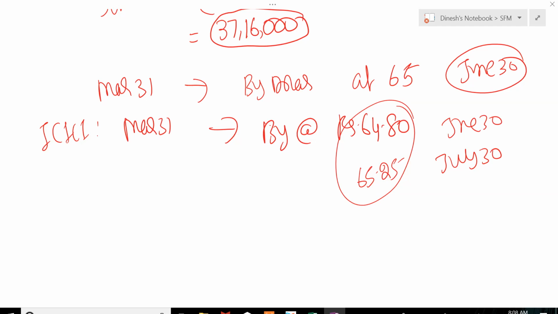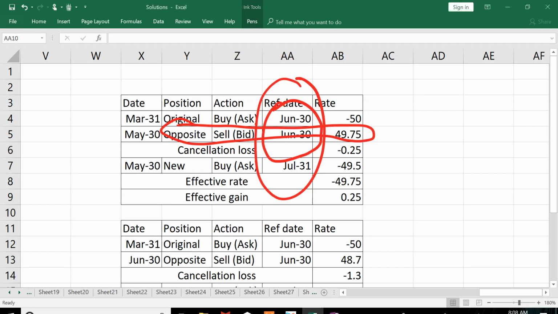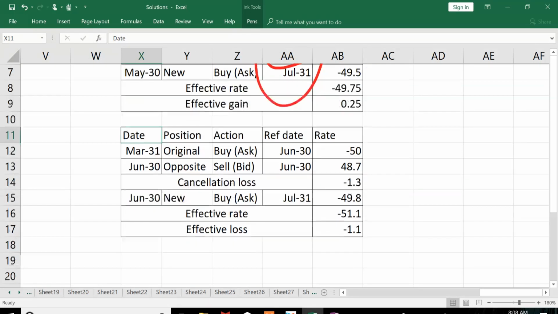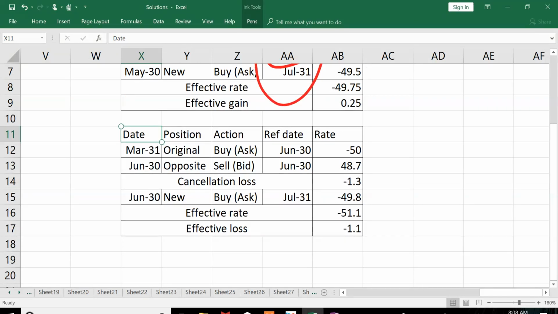How will the calculation be done? It will be done exactly the same way. You will write date, position, action, reference date, rate, all this from ICICI Bank's point of view. This is ICICI and Stancy, they are talking to each other. ICICI says March 31, I had agreed on buying at the rate of 50. On June 30, let's cancel at the rate of 48.7. I will pay you 1 rupee 30 paise. Then I will enter into a new contract. My effective loss is 1 rupee 1 paise. This effective loss of 1 rupee 1 paise which you see will be recovered from the customer.